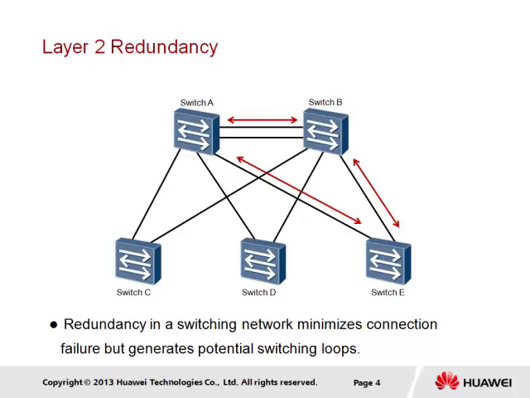Should either switch A or B or a link between any of the switches fail, traffic received from end stations connected to switches C, D, and E can continue to be forwarded with minimal impact to the network.